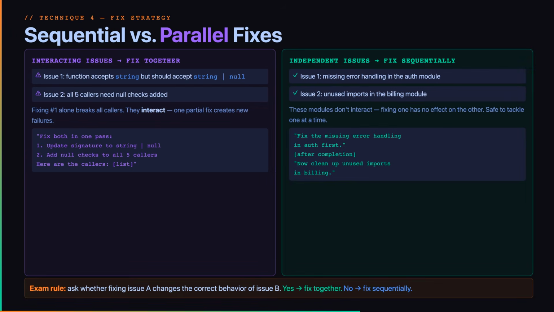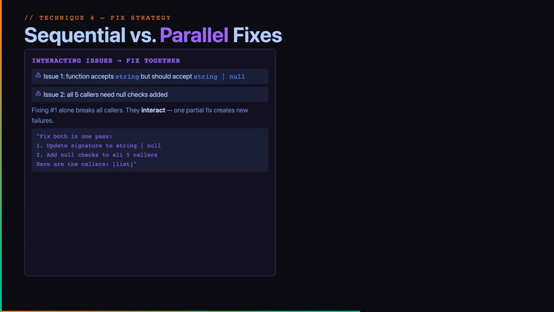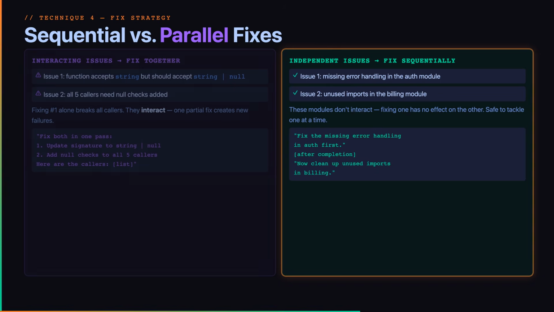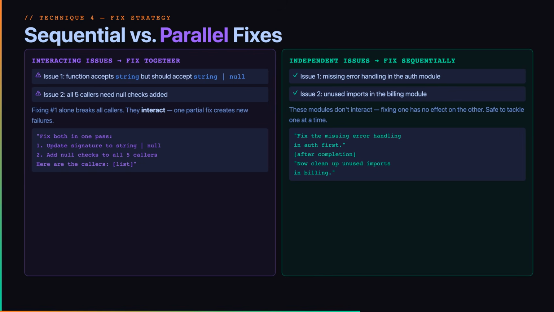The fourth technique is choosing the right fix strategy based on whether issues interact. Interacting issues must be fixed together. If a function's type signature changes from string to string or null, and 5 callers depend on that function, fixing only the signature immediately breaks all 5 callers. You address both issues in a single message, update the signature, and add null checks to all 5 callers at the same time. Independent issues can be fixed sequentially.